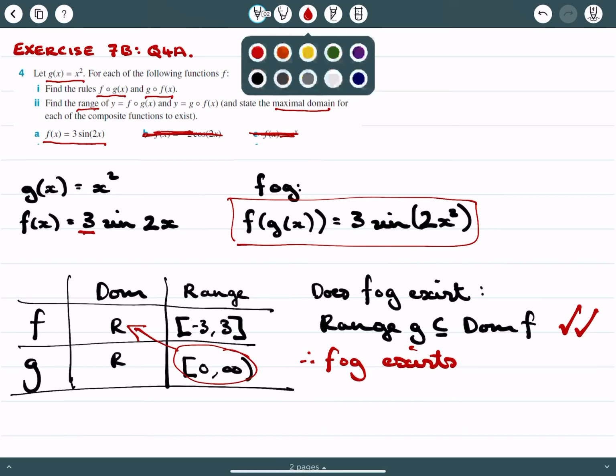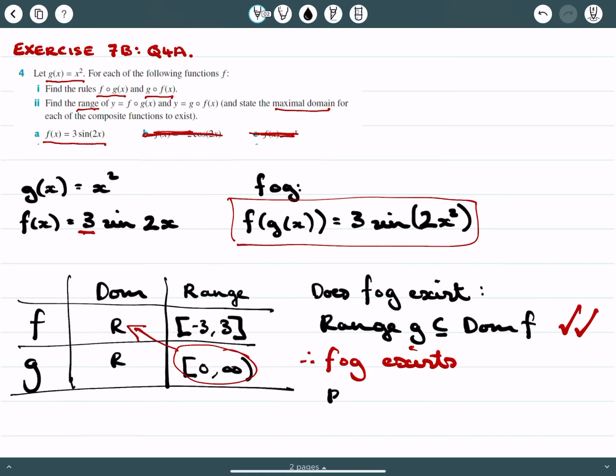So if I'm looking at my range, this is still just a circular function, and it's going to be bouncing from -3 up to 3 and back again, like so. For my domain, because I've looked to see if f of g exists, and it exists for all real numbers, therefore my domain is all real numbers.